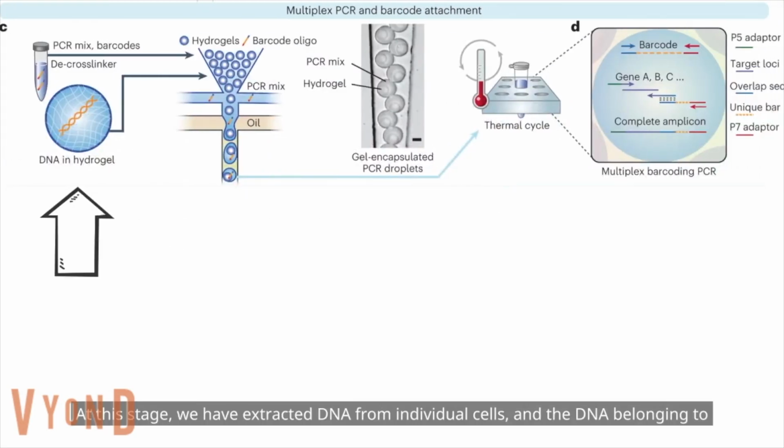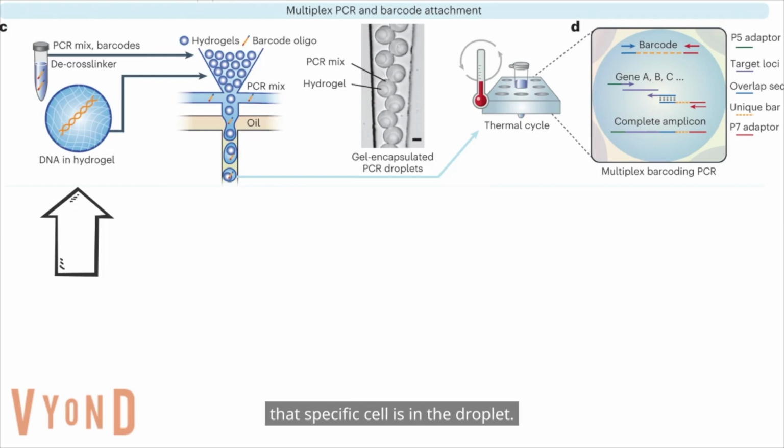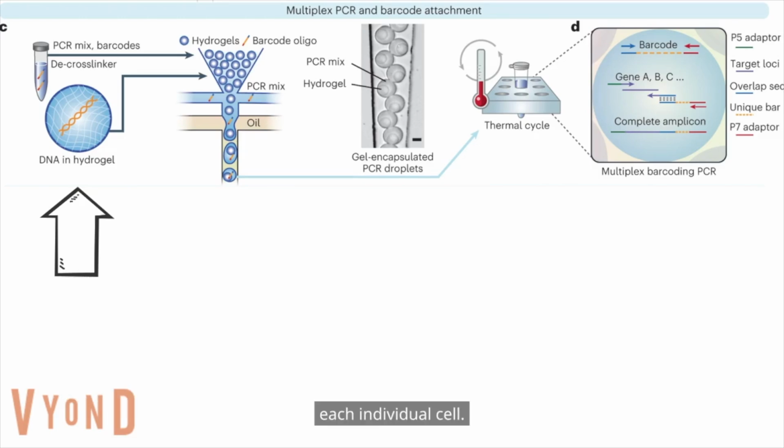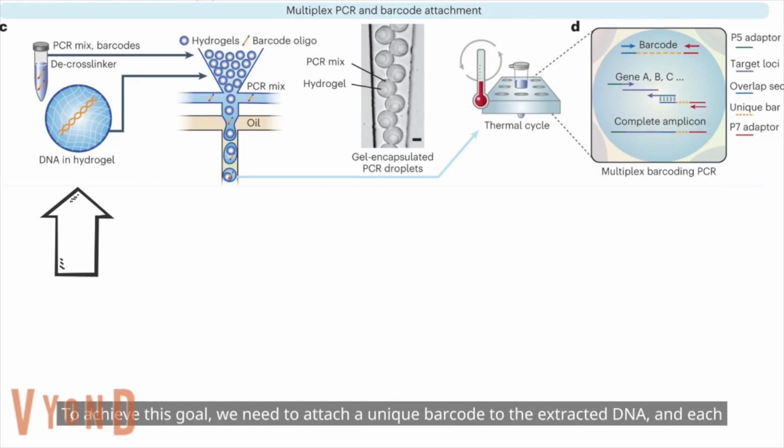At this stage, we have extracted DNA from individual cells, and the DNA belonging to that specific cell is in the droplet. The key advantage of doing single-cell sequencing is that we're able to learn the genotype for each individual cell. To achieve this goal, we need to attach a unique barcode to the extracted DNA, and each droplet will have a different barcode to help us identify the cells from one another.